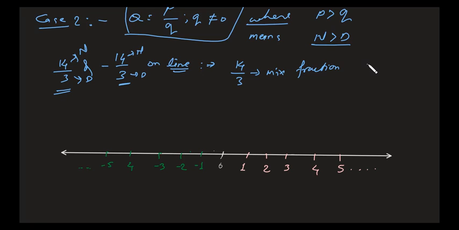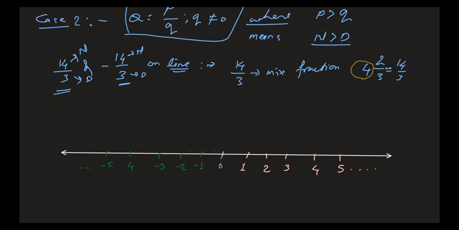So here I am getting 4 and 2 by 3 as the mixed form of this 14 by 3. Look, 3 fours are 12, plus 2, it's 14 by 3. So it's equal to 14 by 3. So I'm taking the mixed fraction here. Now look here student, from this 14 by 3, this 4 is the whole part, and this 2 by 3 is the ratio form.